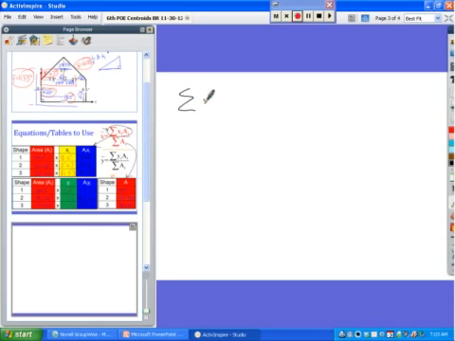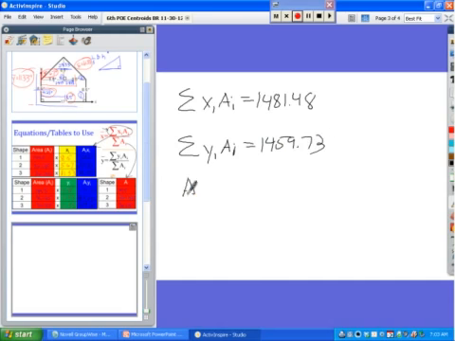So my sigma of xi, ai, once I add all of those up together, I get 1481.48. For all of my Y portions, we get 1459.72. My total area is going to be 216.25. So now I just need to throw it right into the formula.